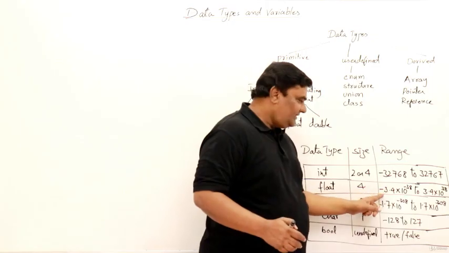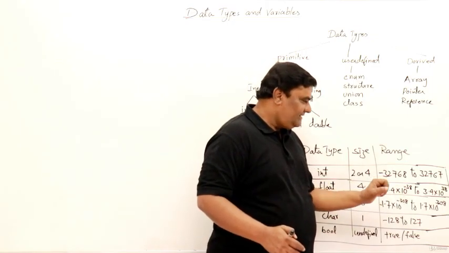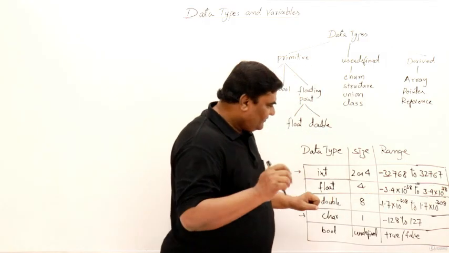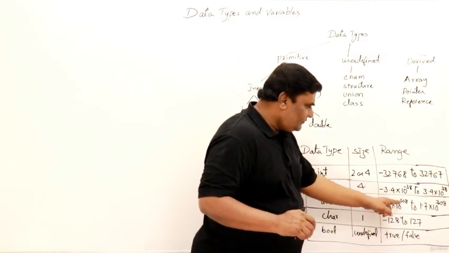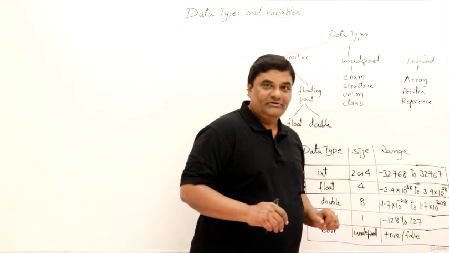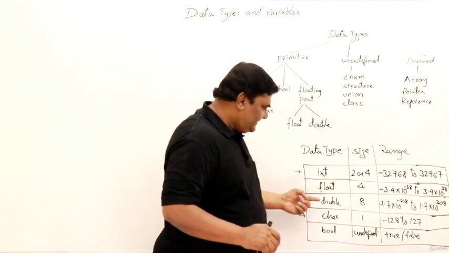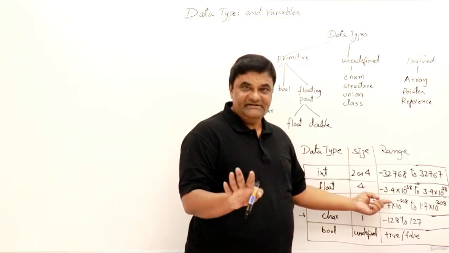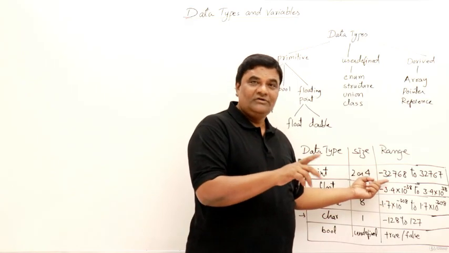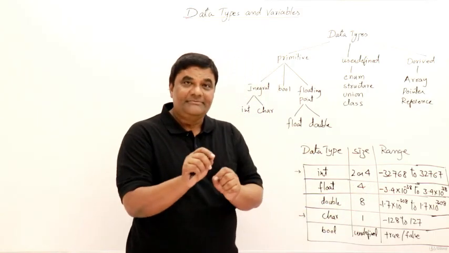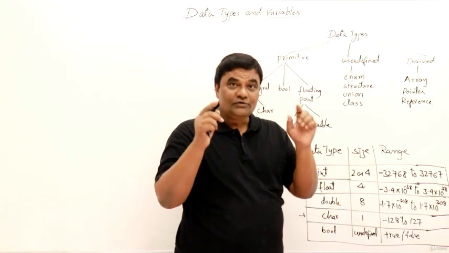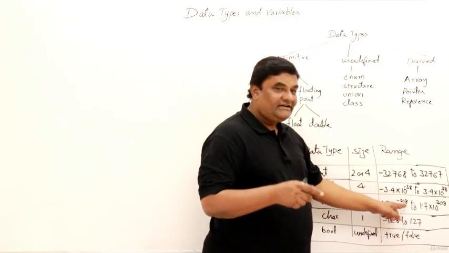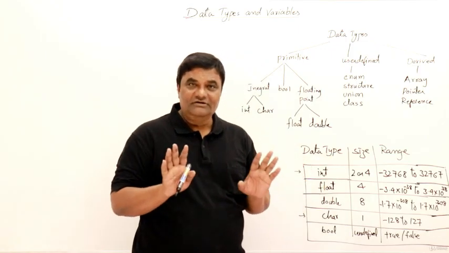For float, I will read out -3.4 into 10 to the power of -38, and the positive one is 3.4 into 10 to the power of 38. Now, double is -1.7 into 10 to the power of 308, and positive 1.7 into 10 to the power of 308. So how to remember them: double is 1.7. If you can remember this, it is sufficient. For float, double that at 1.7 becomes 3.4. And the exponent is 38, so for double it is 308. This way you can remember them, if at all you want to.